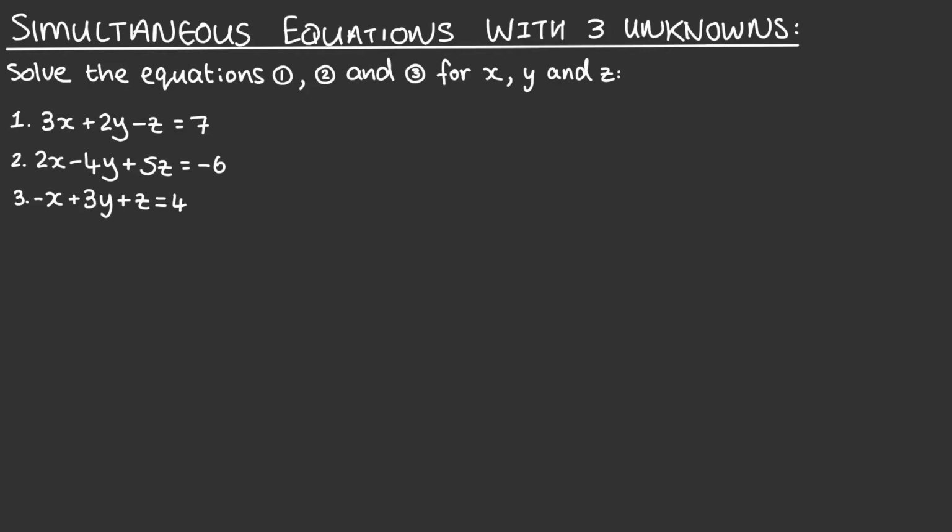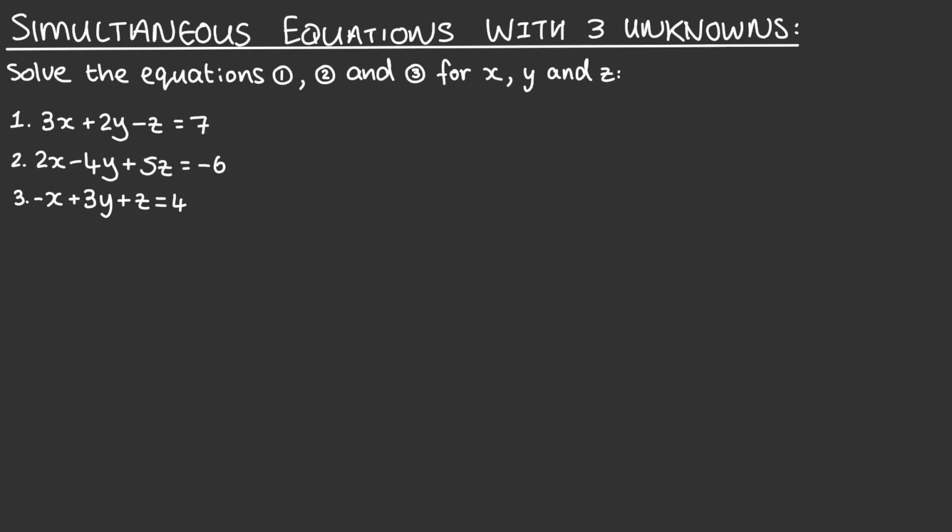Hi guys, today I'm going to teach you how to solve simultaneous equations with three unknowns. So we have three equations here, and each equation has an unknown variable, x, y and z. And we want to find the values of x, y and z such that each equation holds true.